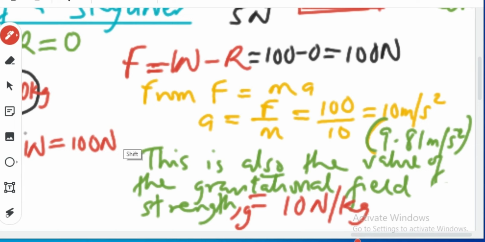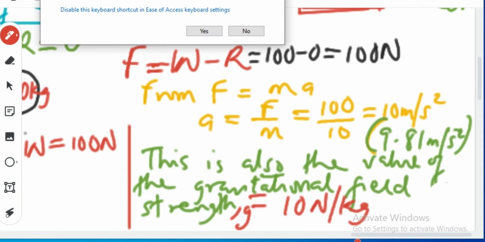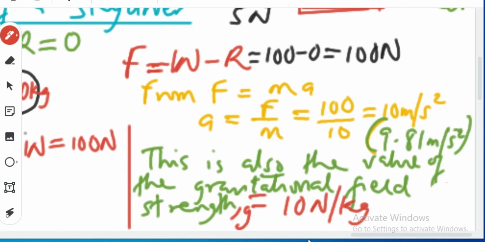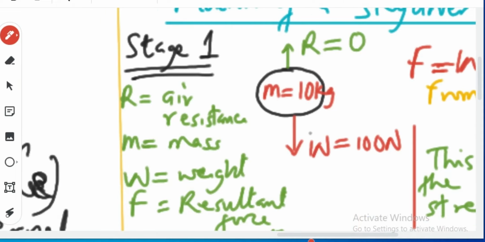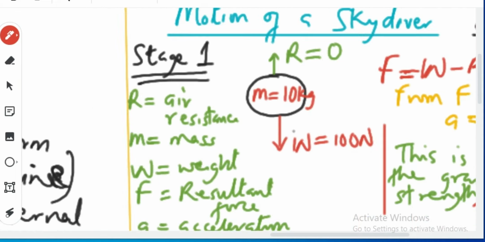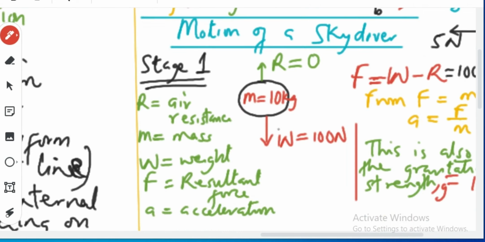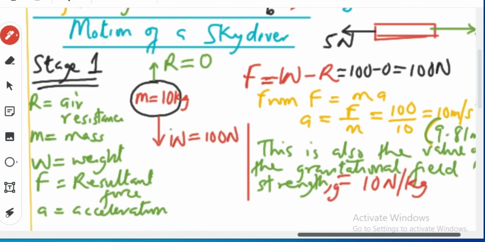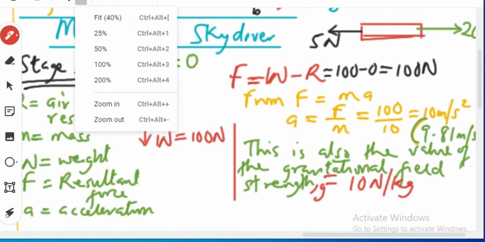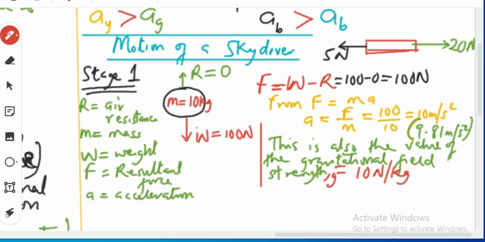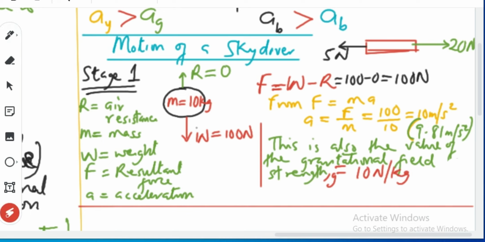Did you hear me? Okay, please listen very attentively. This first stage, let me zoom this in a bit. Zoom out. I need you to see it properly. I need to run a summary on this.